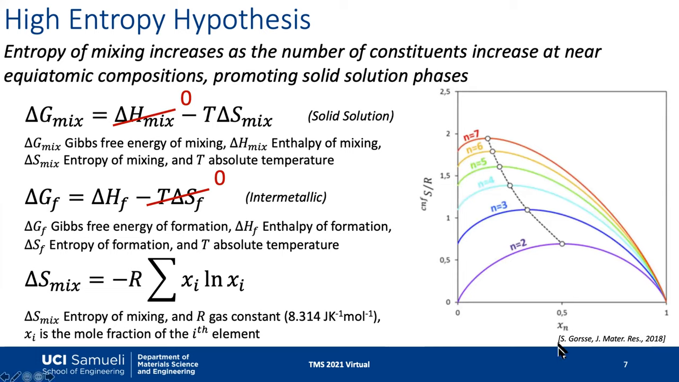And Gorsse, in a very good review in 2018, a couple of years ago, pointed out with this visual the configurational entropy normalized by the gas constant plotted as a function of number of components. If you have two elements, n equals two, three elements, n equals three, seven elements, n equals seven, the highest configurational entropy occurs where you have an equiatomic amount of the elements. And as you can see here for n equals two, it's here and it moves up along this locus of this point.